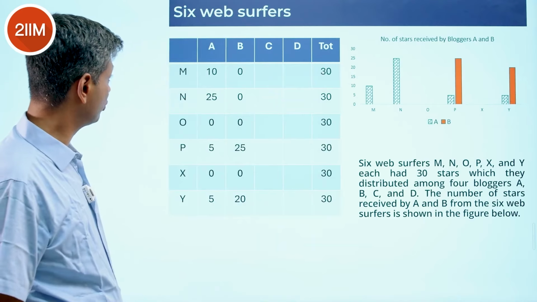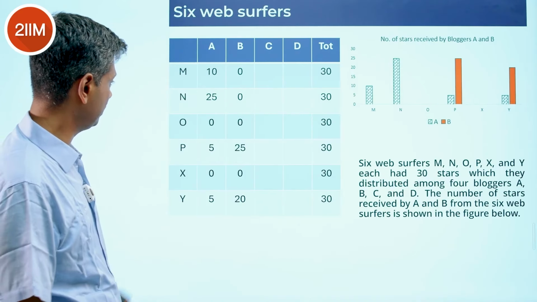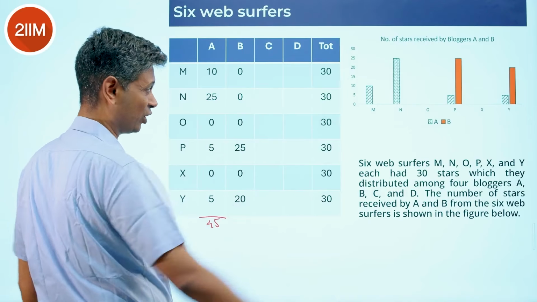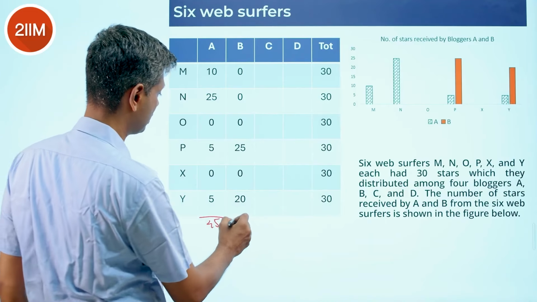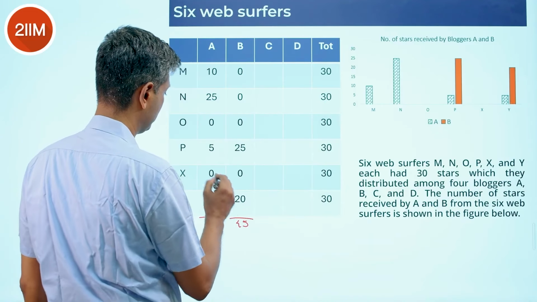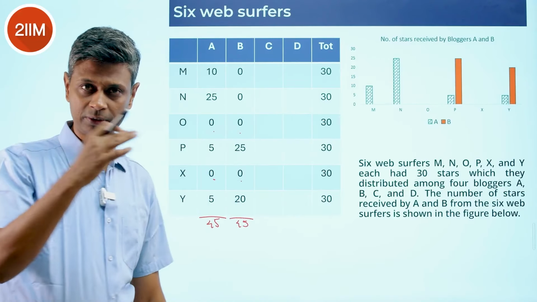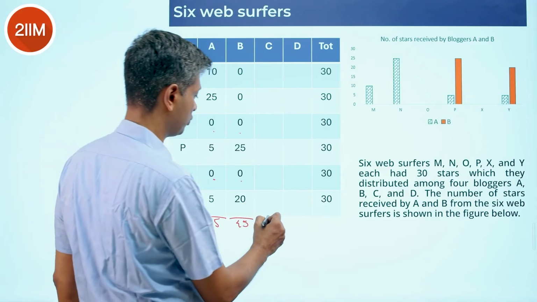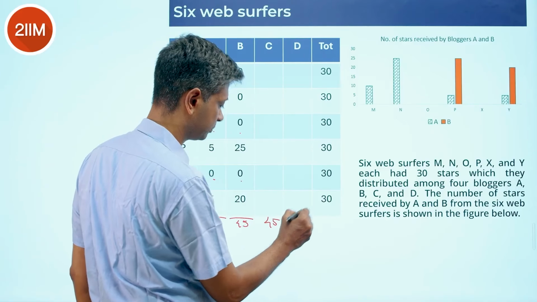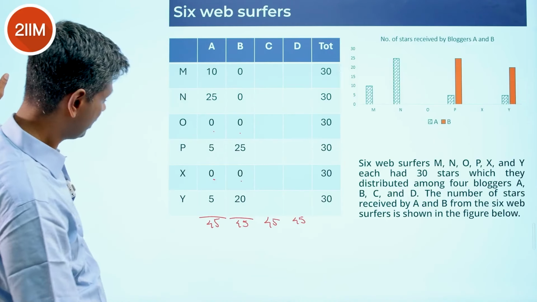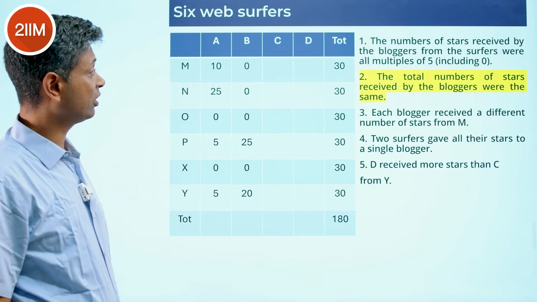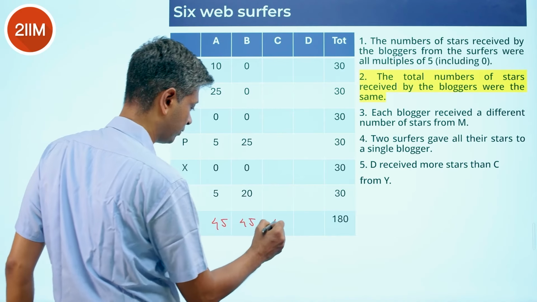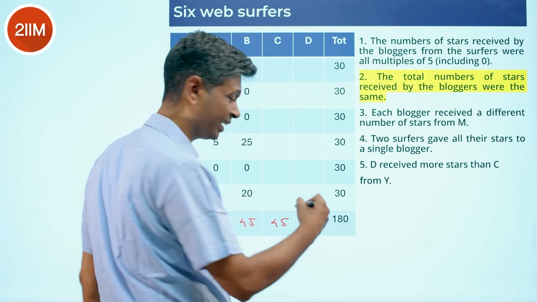A has received 10, 25, 5, 5, 35 adding up to 45, so that the two are 0. Very clearly, it's not some missing data set thing. This adds up to 45. So the 0, 0, 0, 0 kind of picks itself. This should add up to 45. This should add up to 45. Yes, nicely done. The total number of stars received by the bloggers were the same. So 45, 45, 45, 45. This we have already done.